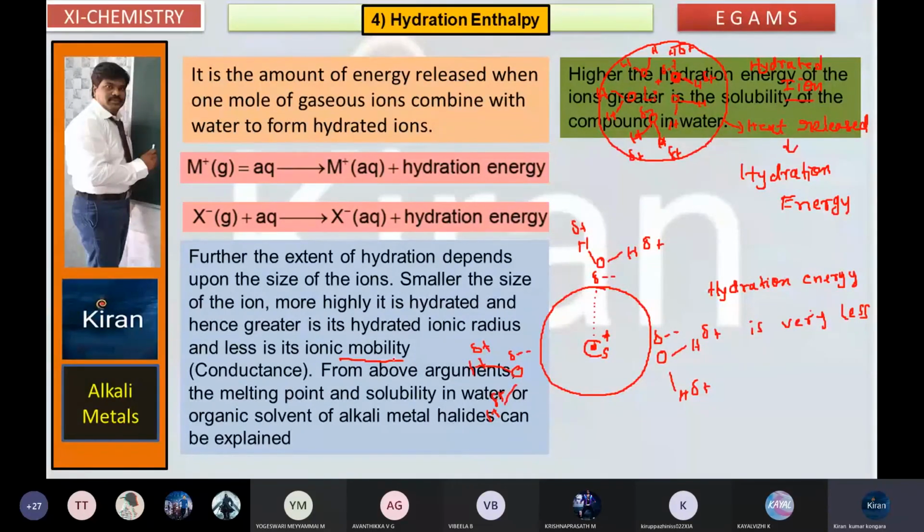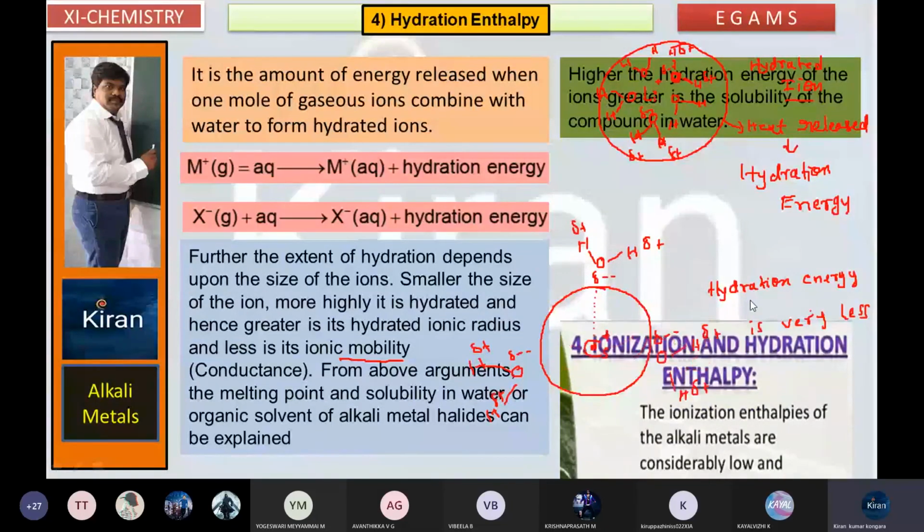The ionic radius is less, so its mobility is high, and hydration is also high. From the above arguments, the melting points and the solubility in water and inorganic solvents of alkali metal halides can be explained. Metal halide means, for example, lithium chloride dissolved in an organic compound. What about the stability? We will explain that based upon hydration energy. We'll see that.